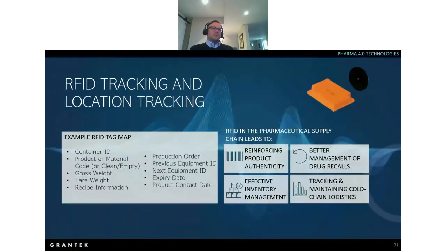RFID can also support better management of drug recalls. In the event of a drug recall, RFID tags can identify the exact product loads that have been recalled and trace their movement in the supply chain.